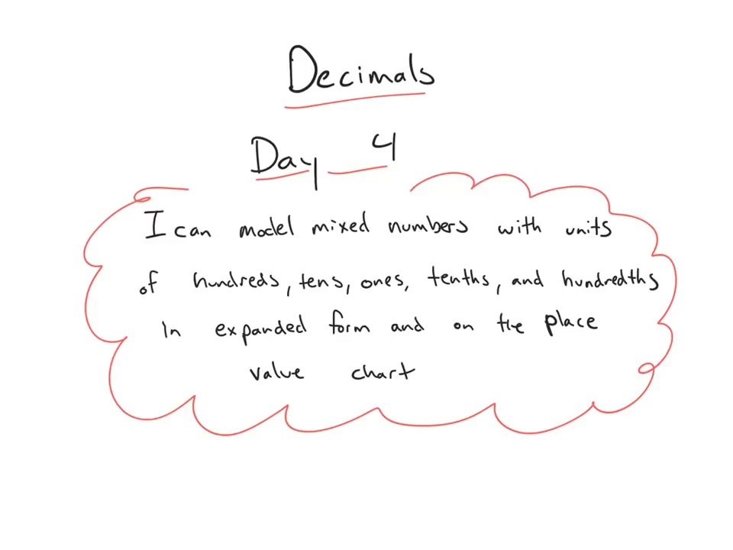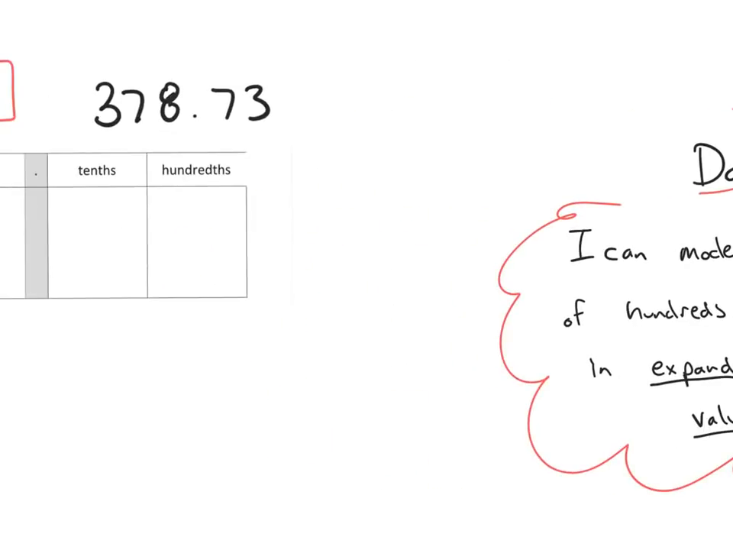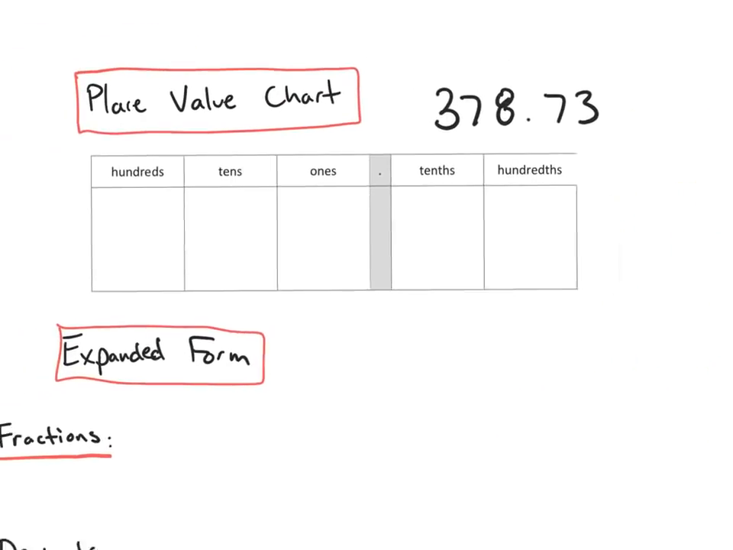So we're going to be looking to represent mixed numbers in two different ways, expanded form and on the place value chart. I'm going to give two examples where I go through all the different ways that you can represent a mixed number. And so I'm going to go ahead and get started with the first example here.